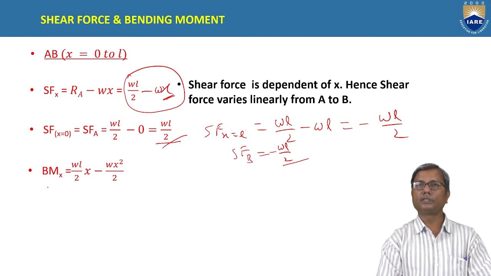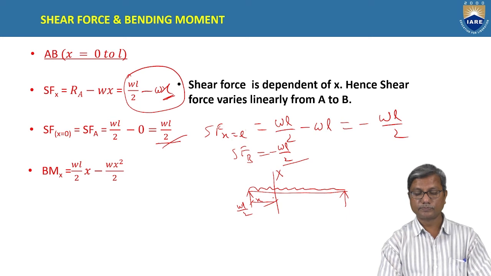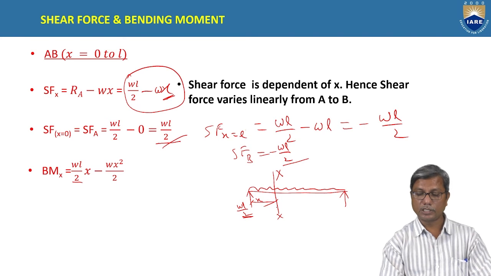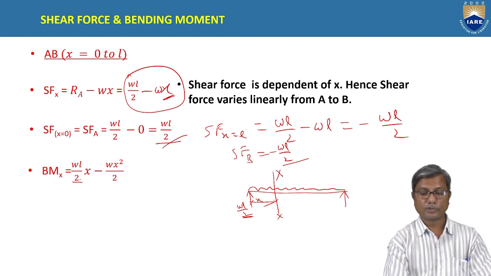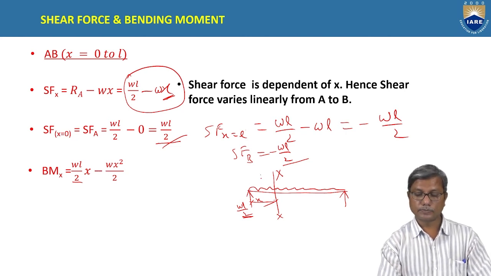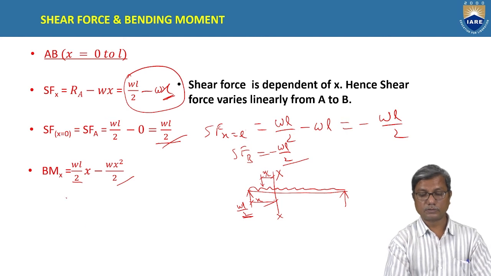Now coming to bending moment. Bending moment at X, considering left hand side of the section. Okay? You have the load like this, WL by 2 here and X. So what is the bending moment at this section X? WL by 2, that is RA into X. Okay? WL by 2 into X minus WX into, at what distance it acts? At a distance of x by 2. So WX into x by 2. So this is the bending moment.